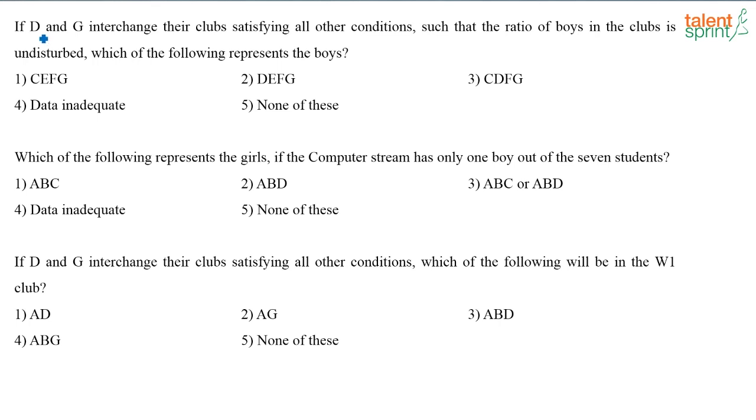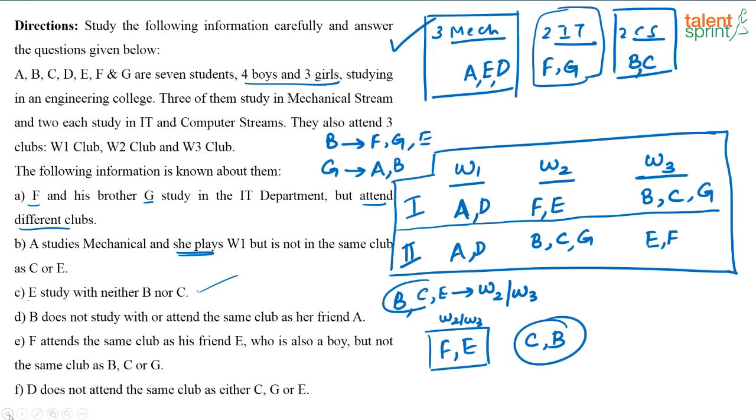First question, if D and G interchange their clubs satisfying all the other conditions such that the ratio of the boys in the club is undisturbed, then which of the following represents boys? So if you look at boys, you already know F, G and E are boys. Now what is happening here? You have to find out who are the boys in the group.